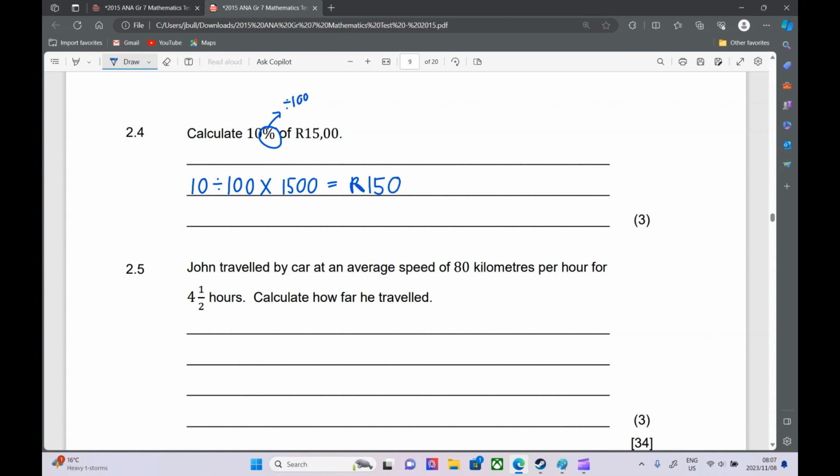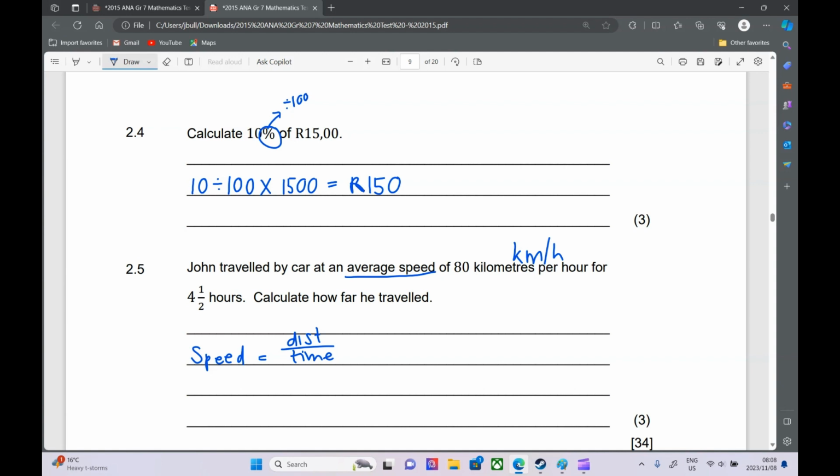Okay, question 2.5. John traveled by car at an average speed of 80 kilometers per hour for 4.5 hours. Calculate how far he traveled. As soon as we see this average speed, we need to know the formula. Speed, which you've probably done in science as well, is distance divided by time. In this case, we're working in kilometers per hour, so our speed is going to be kilometers per hour.